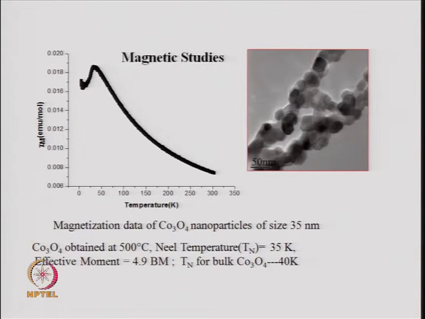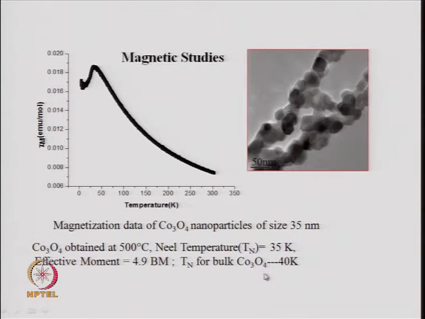And in all antiferromagnetic substances, the transition temperature from the paramagnetic to the antiferromagnetic state is called the Néel temperature, and for this 35 nanometer sized particles, the Néel temperature that we get is around 35 Kelvin. So, it is around 35 Kelvin that this transition occurs, and in the bulk the effective moment is around 4.9 Bohr magnetons, which tells you that it should have around 4 unpaired electrons, right.